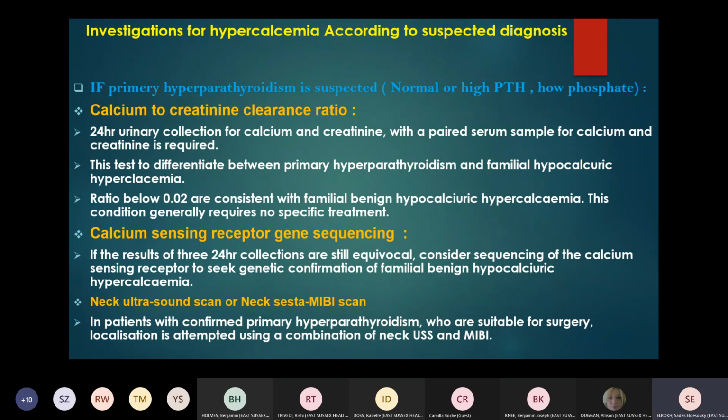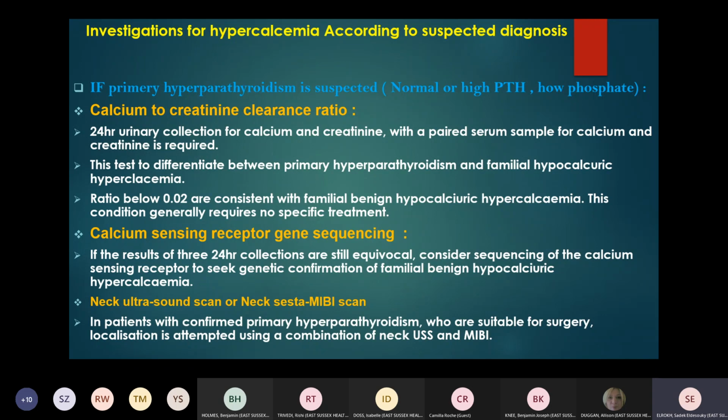What if you are suspecting primary hyperparathyroidism? Now we are going to ask for investigations according to the suspected diagnosis. If you find that parathyroid hormone is high, phosphate is low, calcium is high, as we mentioned before, this is primary hyperparathyroidism, familial hypocalciuric hypercalcemia, or lithium-related hypercalcemia. At that time, we have to proceed to calcium to creatinine ratio and 24-hour urinary collection of calcium and creatinine.